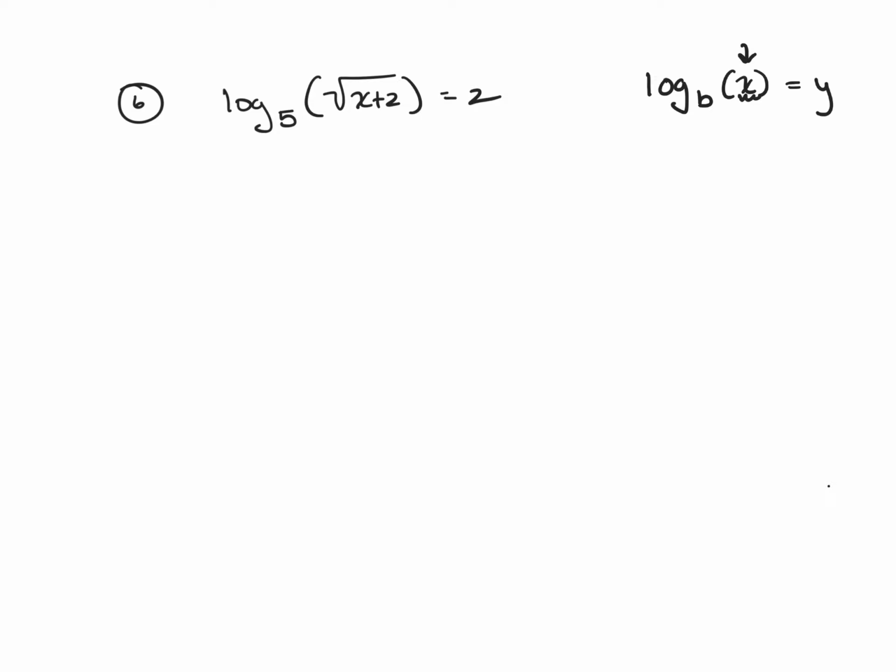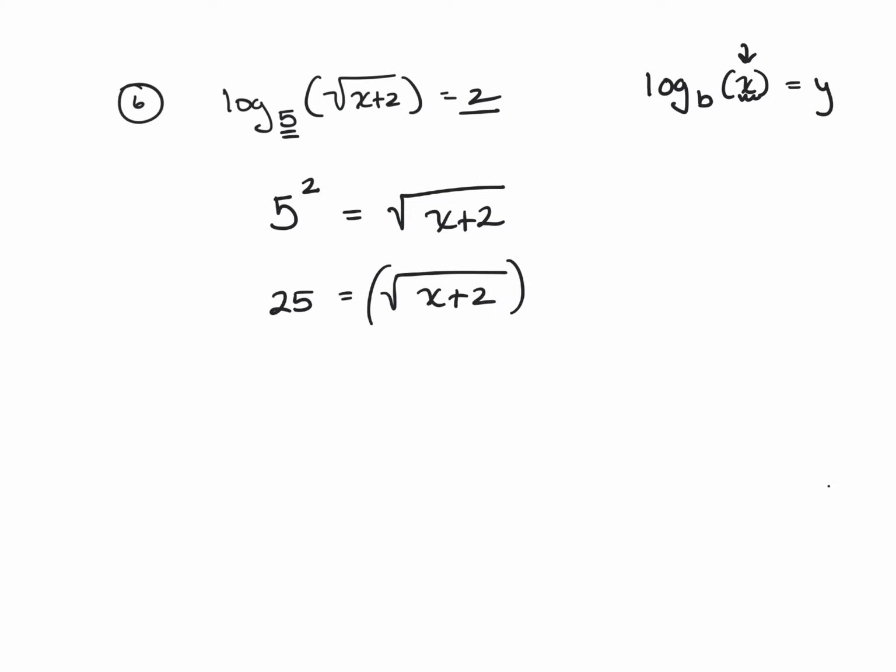All right, so let's take a look at the next example. This is our last one for this video. So base 5, so 5 raised to the second power is equal to the square root of x plus 2. We're going to go ahead and solve this. So this is 25 equals the square root of x plus 2. The way you solve square roots is that we can square both sides. 25 times 25 is 625, and that is equal to now just x plus 2. The last step here is to subtract 2 from both sides. So I get 623 is equal to x.